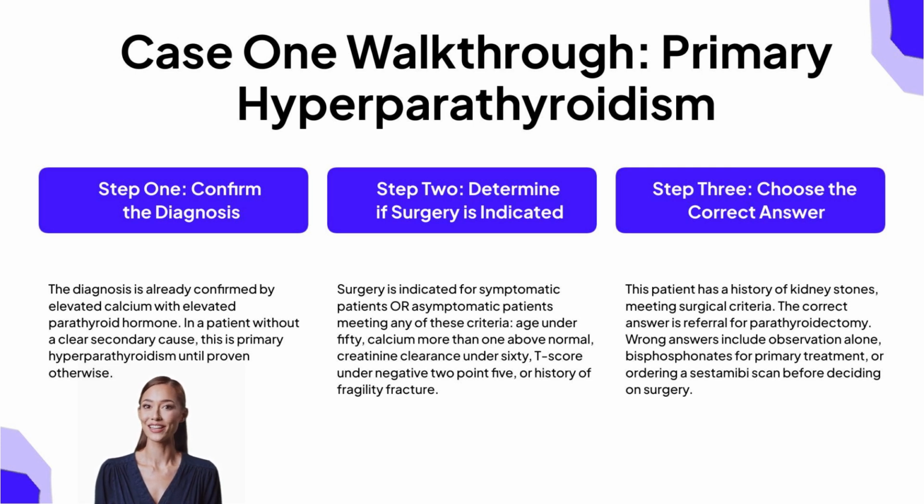Second, determine if surgery is indicated. For symptomatic patients with kidney stones, bone disease, or neuromuscular symptoms, surgery is always indicated. For asymptomatic patients, surgery is recommended if they meet any of these criteria: age under 50 years, calcium more than 1 mg per deciliter above the upper limit of normal, creatinine clearance under 60 milliliters per minute, bone density T-score worse than -2.5 at any site, vertebral fracture, or prior kidney stones. Our patient has a history of kidney stones, which automatically meets criteria for surgery. The test writers love to include trap answers like observation, bisphosphonates, or imaging studies.